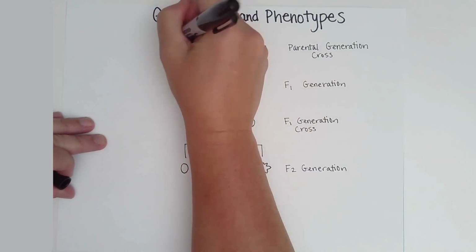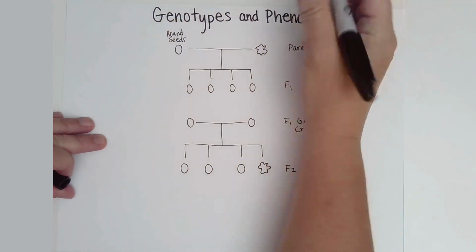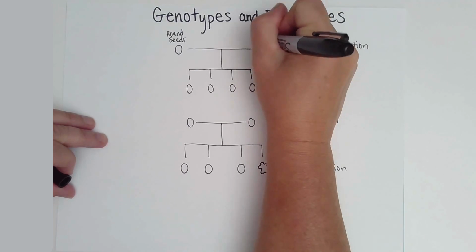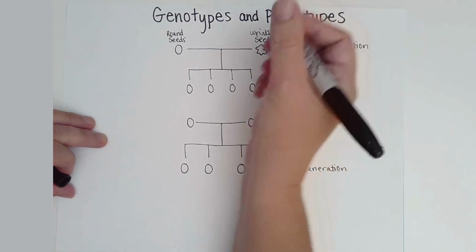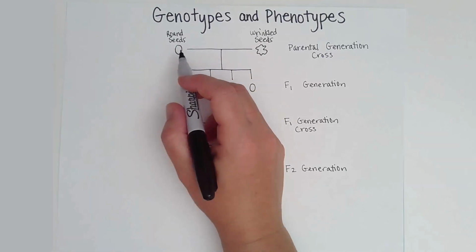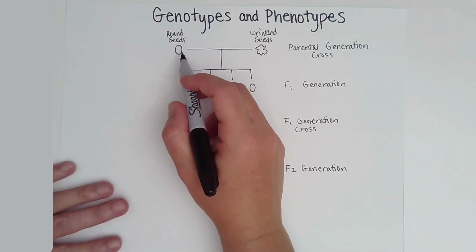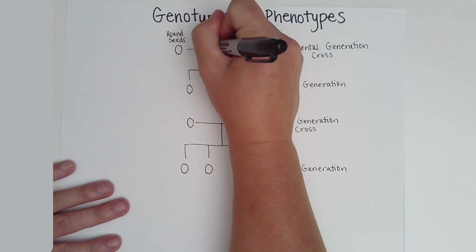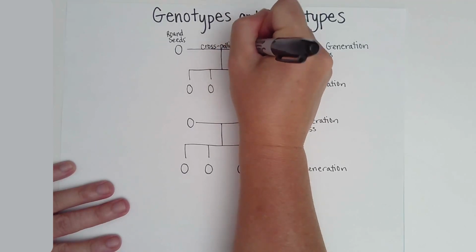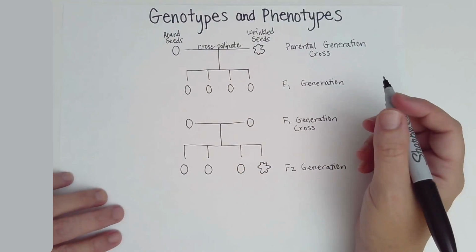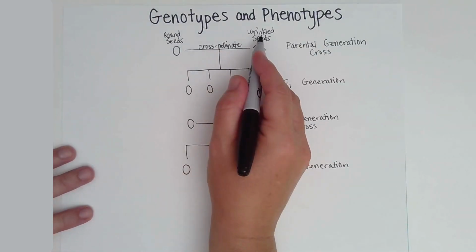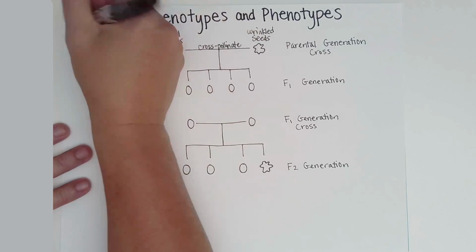Round seeds. And they were crossed with wrinkled seeds, or plants that made wrinkled seeds. So when Mendel would take the sperm of one plant and put it onto a female plant, then we call that cross-pollinating. And that's what he did, and he used a little paintbrush to do this.